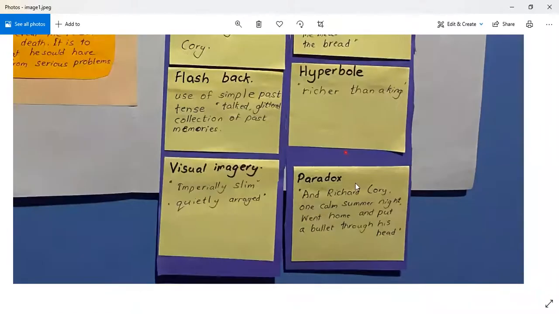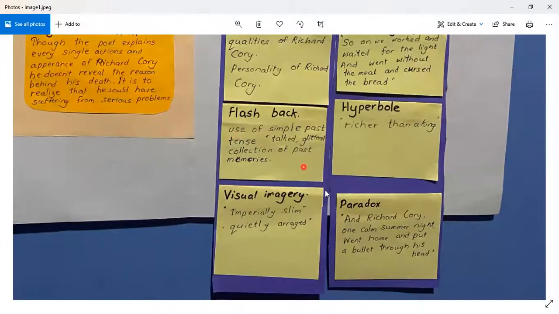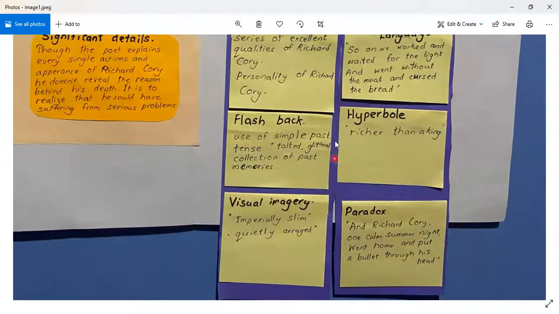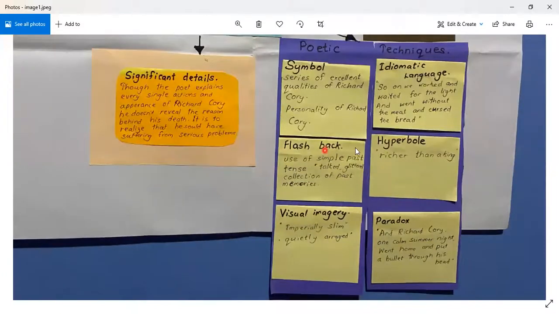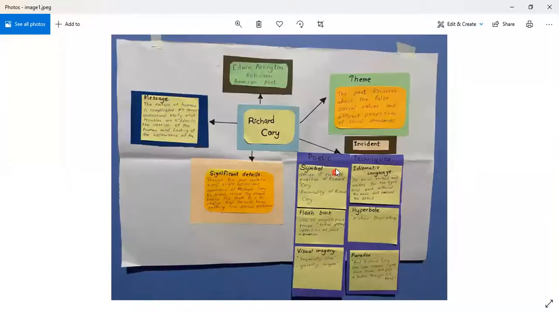Then I think one girl asked about the poetic technique of the last two lines. Here I have taken paradox. And Richard Cory, one calm summer night, went home and put a bullet through his head. There you can see it was a very strong decision. Put a bullet through his head. So those are the available poetic devices for this particular poem.